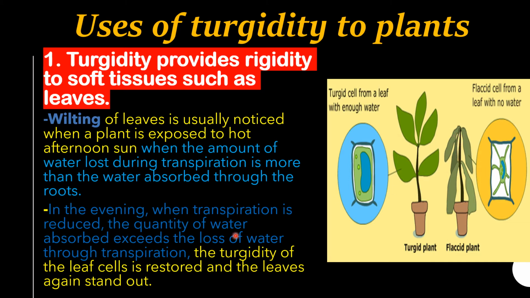Then the quantity of water absorbed exceeds the loss of water through transpiration. Then the absorption rate will exceed the transpiration rate. That's why the turgidity of the leaf cells is restored and the leaves again stand out. In the evening, you can see these leaves again stand out, or the leaves become rigid again.